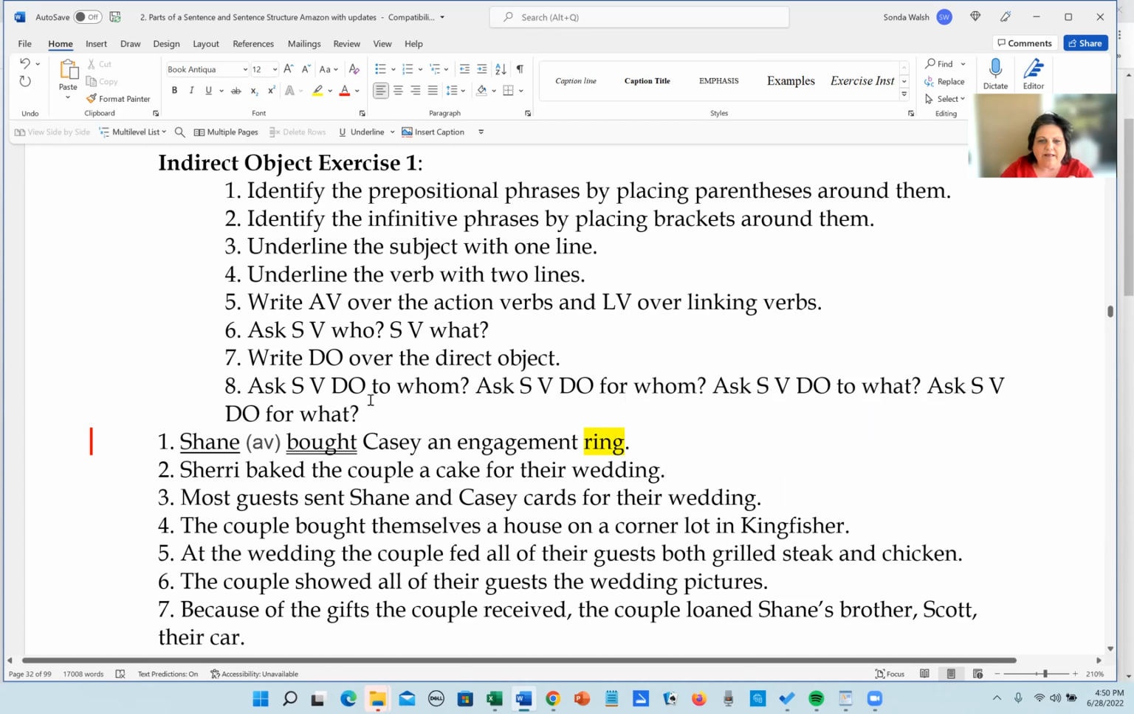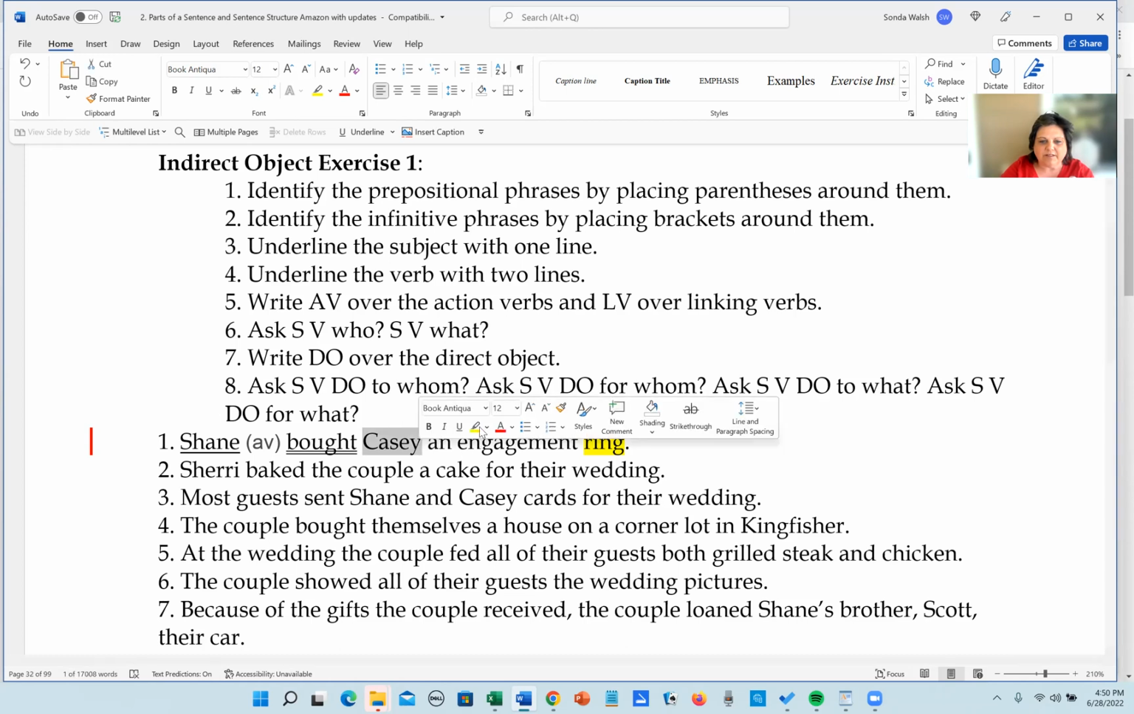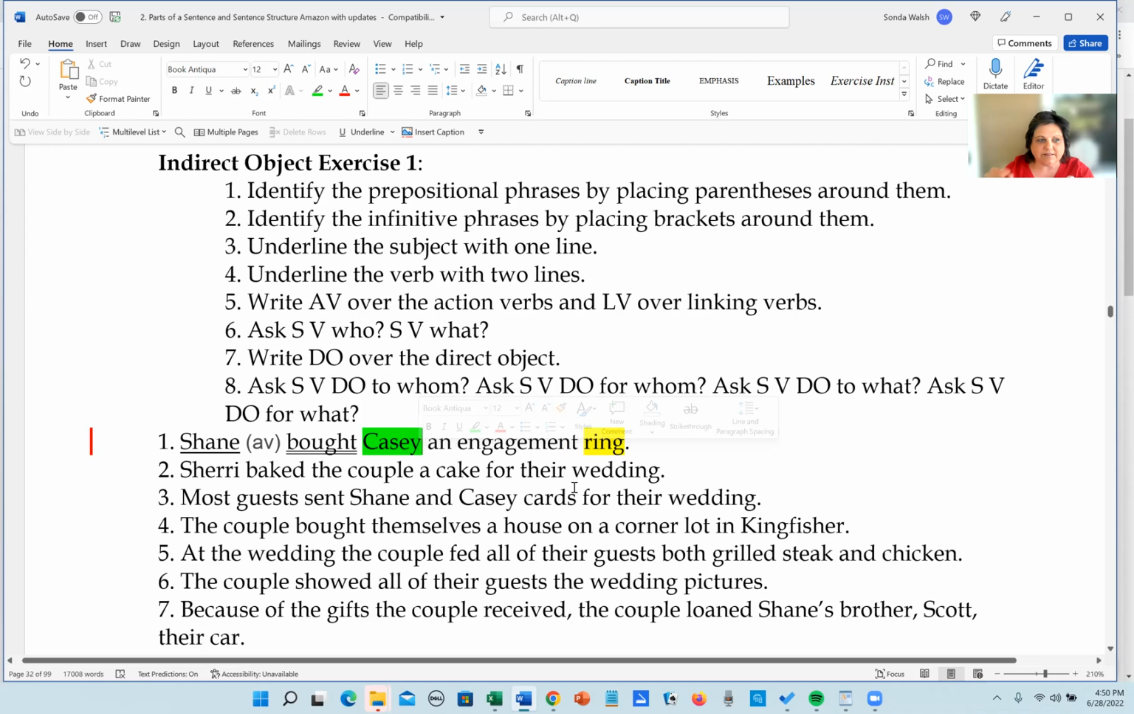Then we make the next question: subject, verb, direct object, to whom. So Shane bought a ring to whom? Shane bought a ring for whom? For Casey. So Casey is our indirect object. And notice it comes between the subject and the direct object. Okay, let's do the next one.